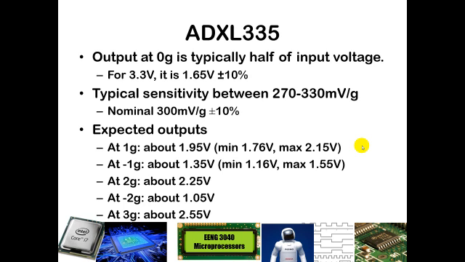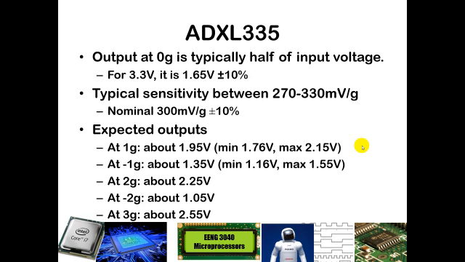But given the tolerance on our sensitivity and the tolerance on our 0G voltage, we can see a 10% swing upward and downward on both of those values. So at its maximum, with a 10% swing upward on the 1.65 volts and going all the way to the extreme of adding 330 millivolts, we could see as much as 2.15 volts. On the opposite extreme, if we were all the way down to 10% below the 1.65 and then we were to be only at the 270 millivolts right there, we could experience as low as 1.76 volts.